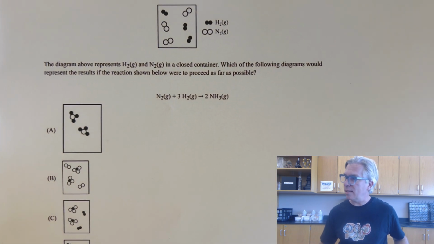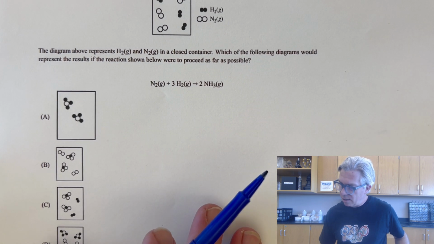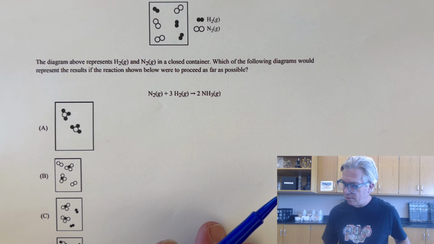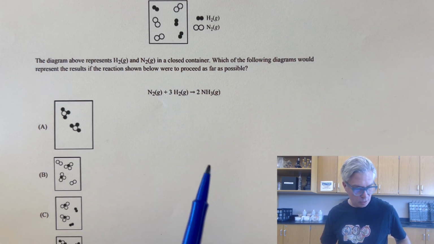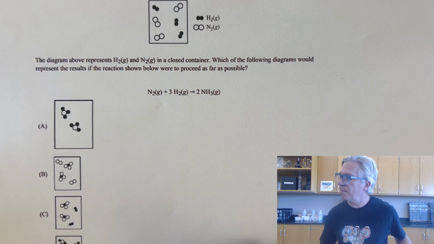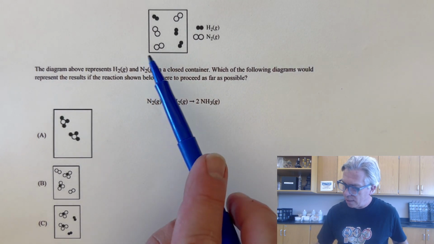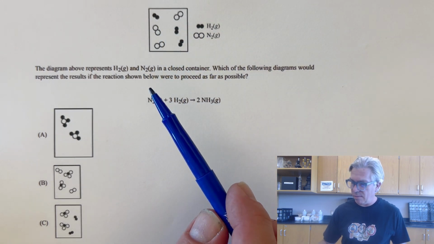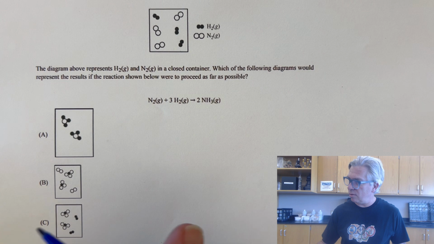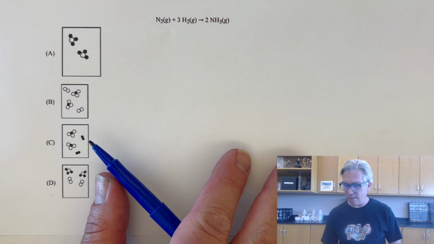Here we have nitrogen and hydrogen molecules, again, both diatomic, and a reaction is going to go. Which of the following would represent the results if the reaction were to proceed as far as possible? So take a moment. We have noted that we have 3 nitrogen molecules and 3 hydrogen molecules, so 6 atoms of each, and they're making NH3. So let's scoot this up so you can see the 4 choices and which one of those 4 choices is appropriate.